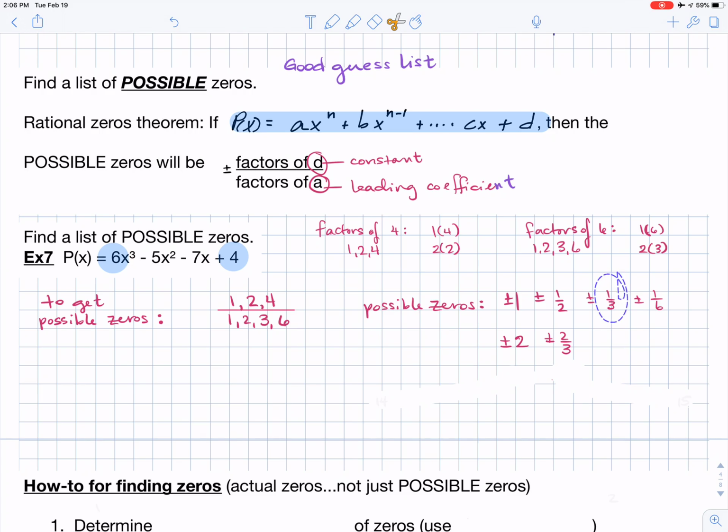And then last but not least, let's take our 4 and do the same thing. So 4 divided by 1, 4 divided by 2, I already have. I can throw that one out. 4 divided by 3, I don't have. 4 divided by 6, I already have that one, so I'll throw that one out. So the only ones that I have now are the plus and minus 4 and the plus and minus 4/3. And this is a list of my possible zeros, just my good guesses.